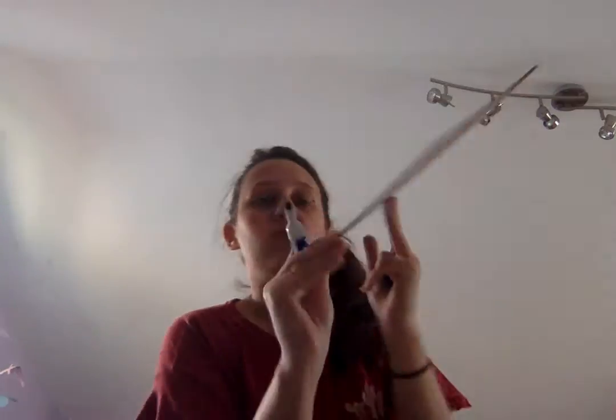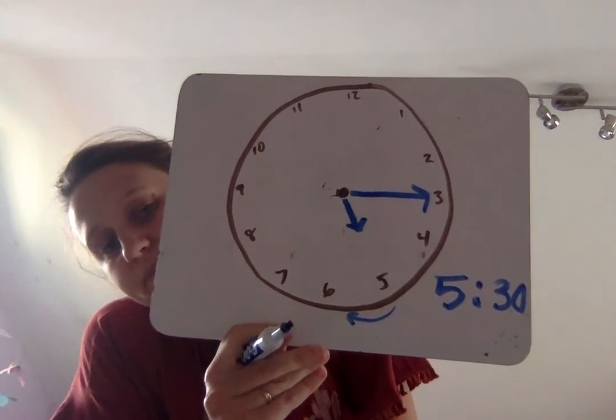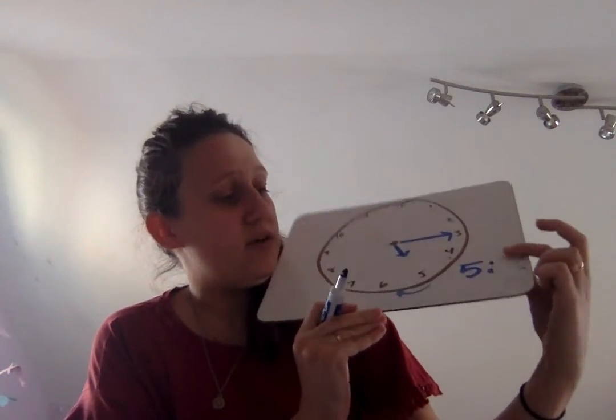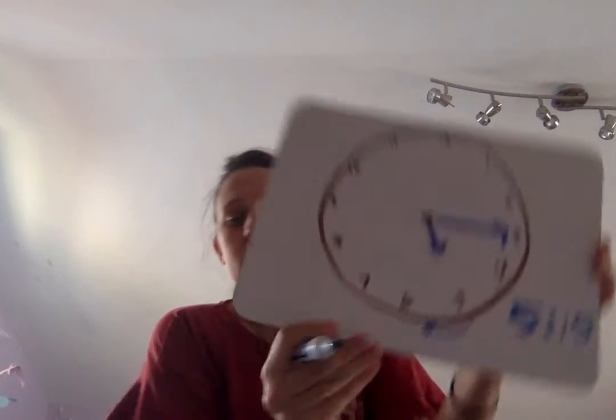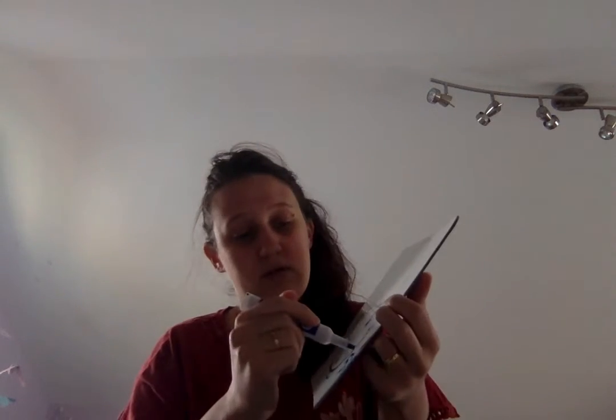Now let's talk about the ones in between. Let's say I don't want it to be 5:30. Let's say I want it to be 5:15. Big hand points to the 3. We've gone 15 minutes. So now this one is 5:15. And if we want 5:45, it goes the opposite way, and it points towards the 9. So now it's 5:45.